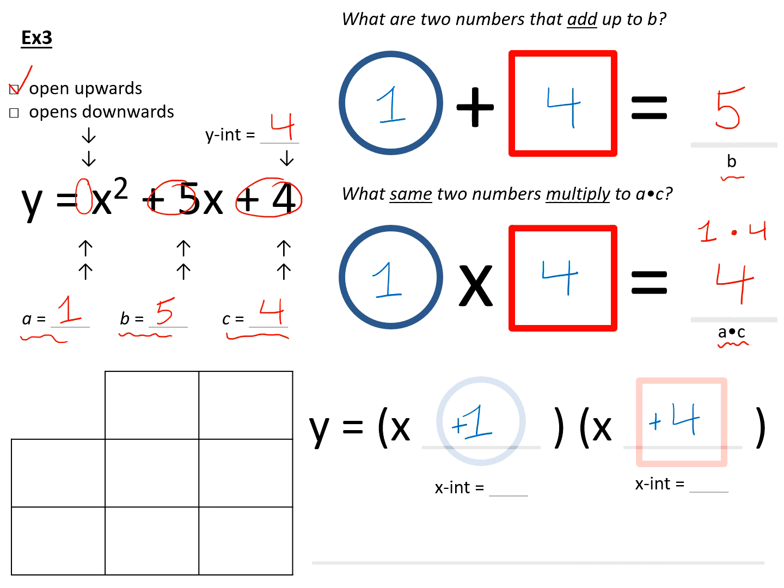So when I convert this to factored form, this is actually y equals x plus 1 multiplied by x plus 4. And if you remember, factored form tells us the x-intercepts of a quadratic relation. So our x-intercept here is going to be negative 1, and our x-intercept here is going to be negative 4.